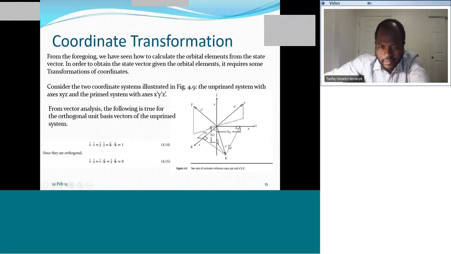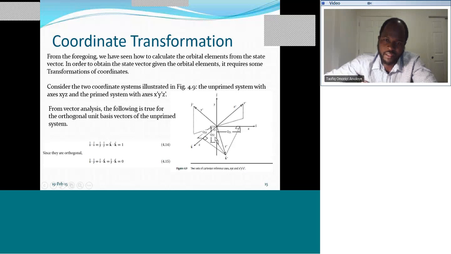So looking at the k axis, if we want to express the unit vector in the z prime axis of the primed system in terms of its components in the x, y, z axes of the unprimed system, we see that k has its component on the x-axis of the unprimed system to be Q31, and then its component on the z-axis of the unprimed system is Q33, and its component on the y-axis of the unprimed system is Q32.